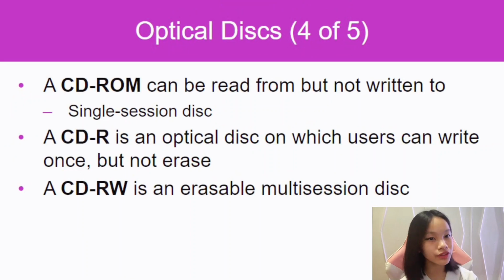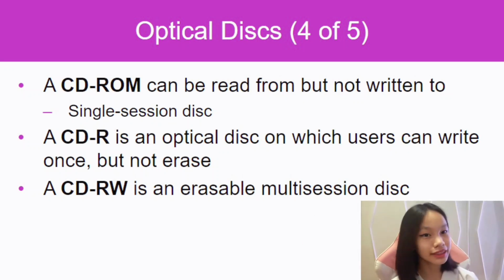Let us now move on to the types of optical discs, and that starts sa compact disc or CD. CD-ROM. You can read the data but you can't write or erase from it. It is also called a single session or one-time use CD. CDR or CD recordable. It is a type of CD that you can write and read once but not erase. CDRW or CD rewritable disc. It is an erasable multi-session disc where you can read, write, and erase multiple times.